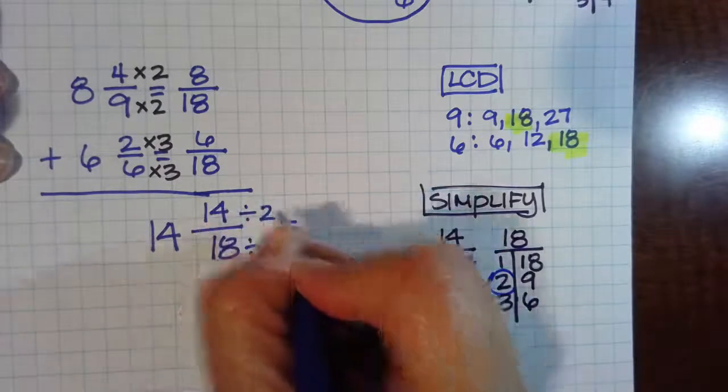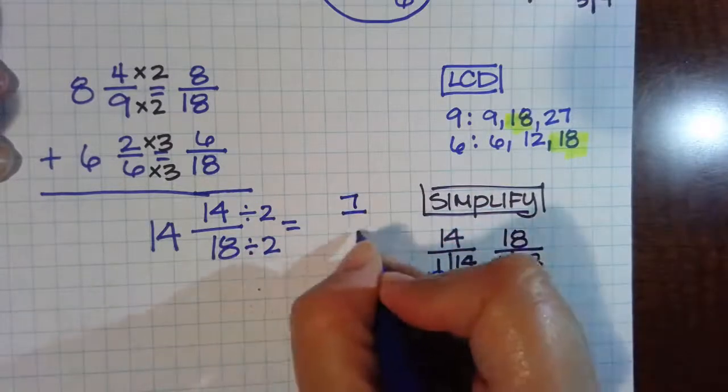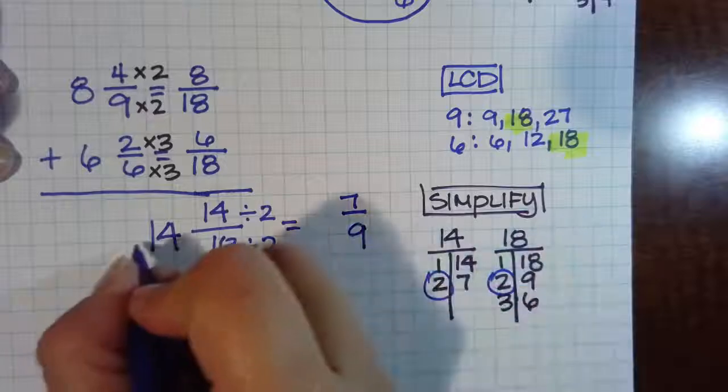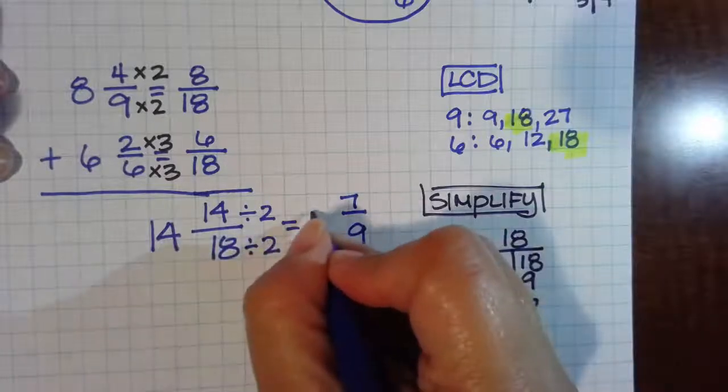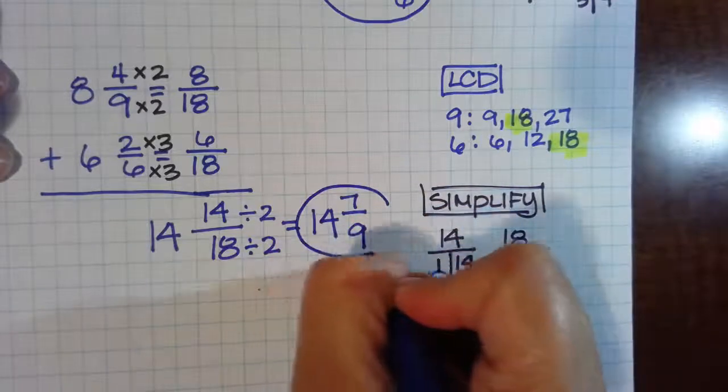So 14 divided by 2, that's going to give us 7. And 18 divided by 2, that gives us 9. And then don't forget that whole number. So 14 right there, and there's our answer, 14 and 7/9.